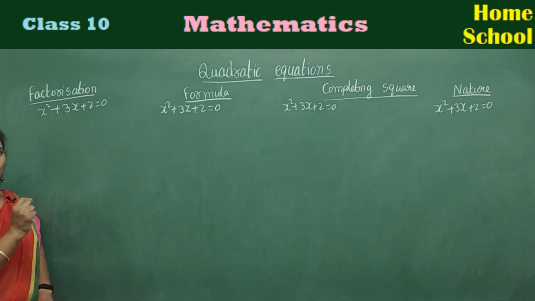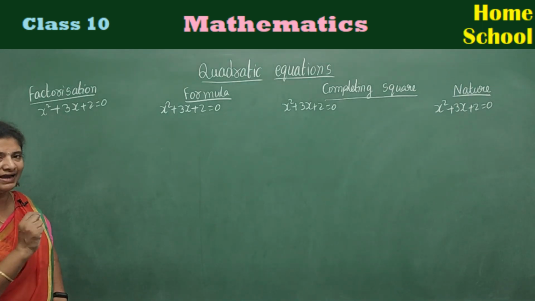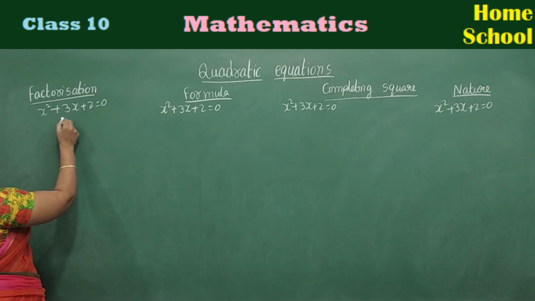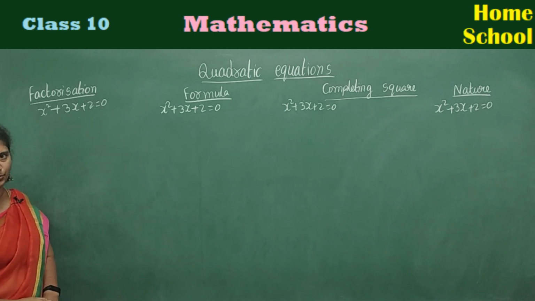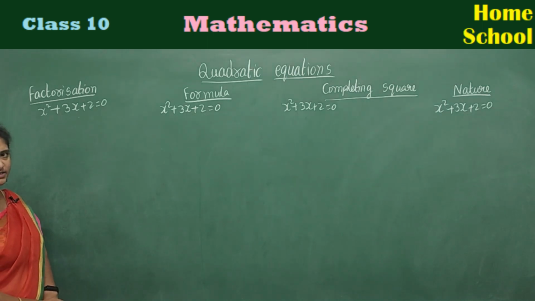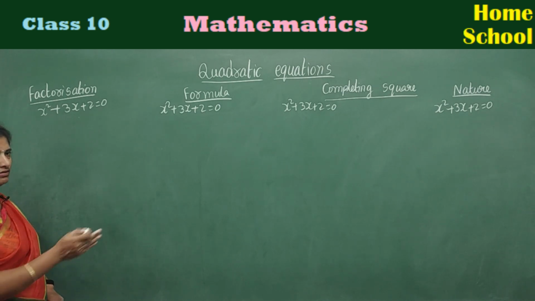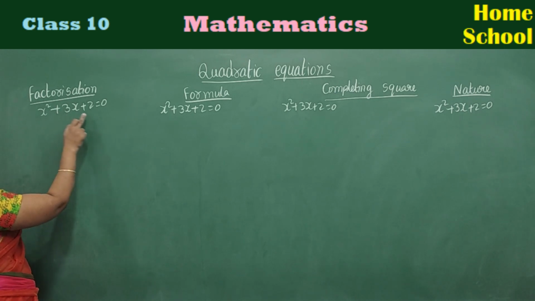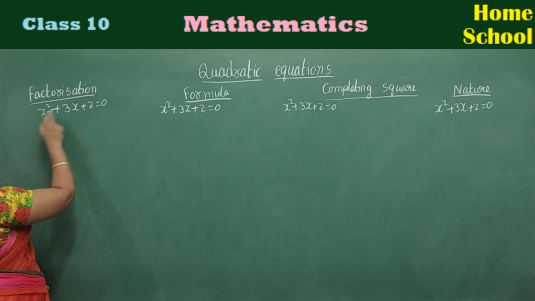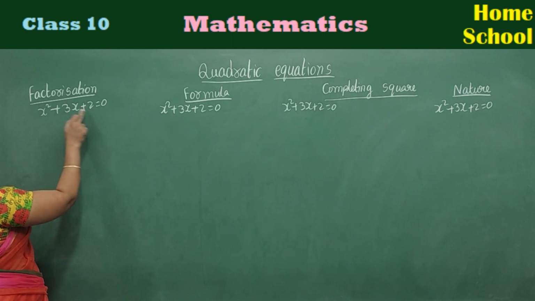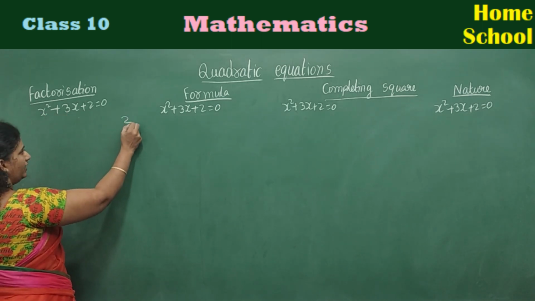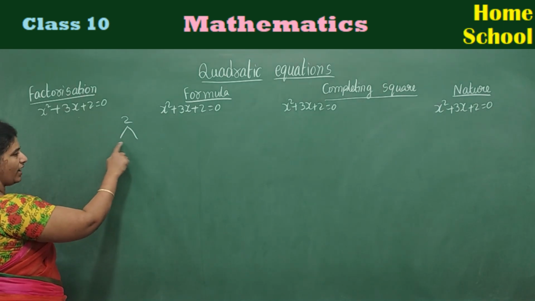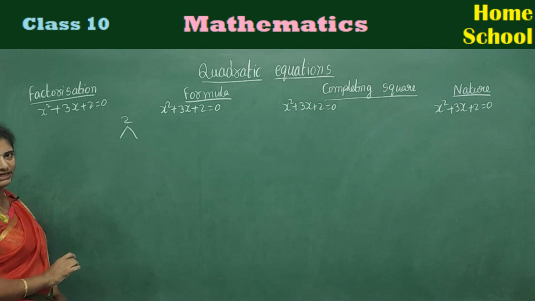First, the very known method, that is factorization method. Solve this equation, x square plus 3x plus 2 equal to 0. How can we do this in factorization method? Do you remember? See here, x square coefficient, what you can see here? 1. And here it is 2. These two numbers multiply, 1 into 2, that will be 2. Find the factors in such a way that if you add or subtract, you should get 3.